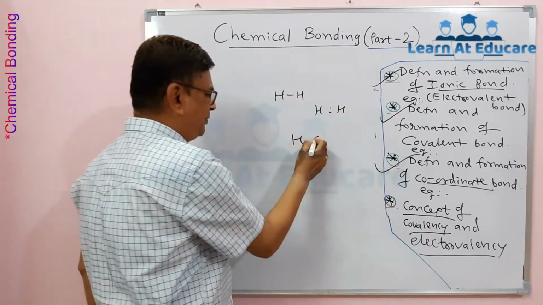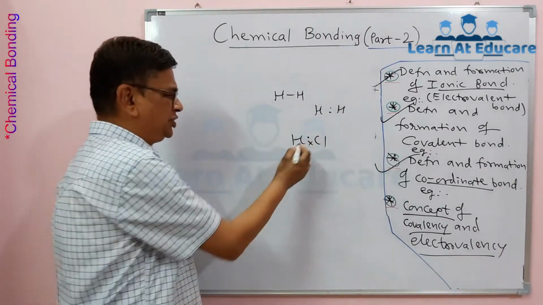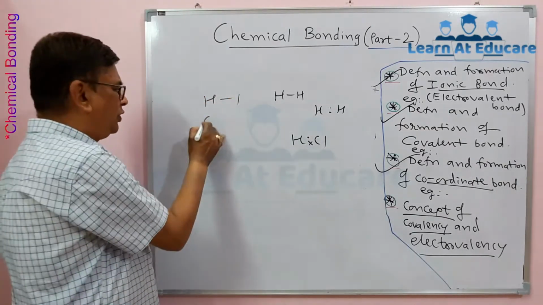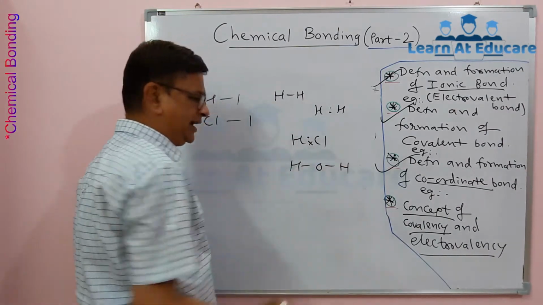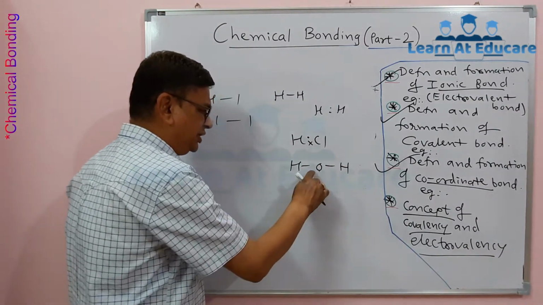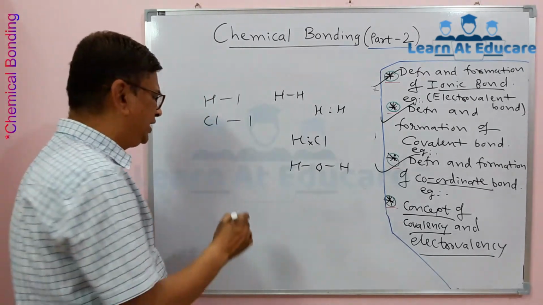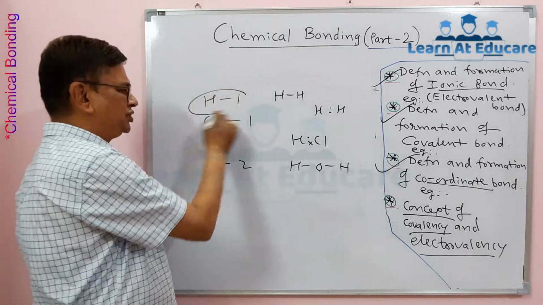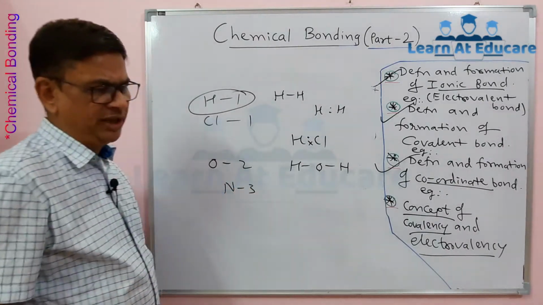In the formation of HCl, suppose hydrogen's electron is here and chlorine's electron is shown by such a cross. Then the covalency of hydrogen is 1, and the covalency of chlorine is also 1. Or for example, the water structure is like this, H-O-H, in which one oxygen shares its two electrons with two different hydrogen atoms, which means the covalency of oxygen is 2 but that of hydrogen is 1. In ammonia, we know the covalency of nitrogen is 3.